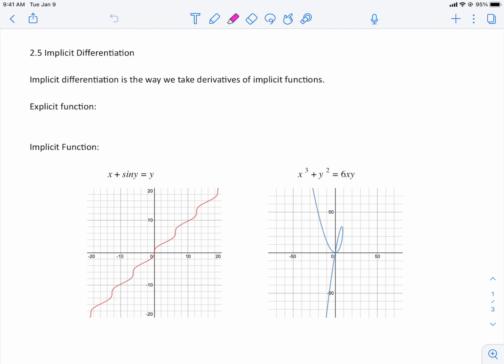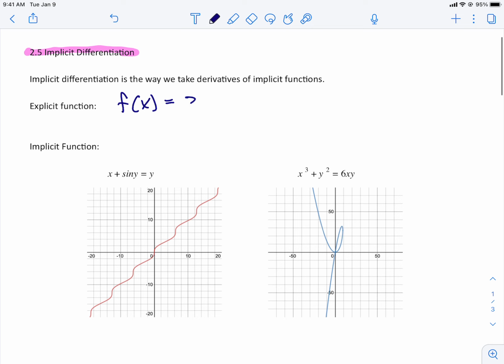Okay, and so what you need to know is when to use it. First, an explicit function looks something like this: f of x equals whatever, right? 3x squared minus 5x. That would be an explicit function. Or y equals 3x squared minus 5x. Those are explicit functions because y or f of x is isolated. It is by itself. Implicit functions would be something like this.